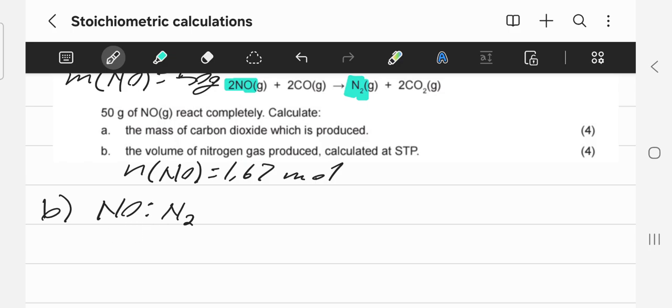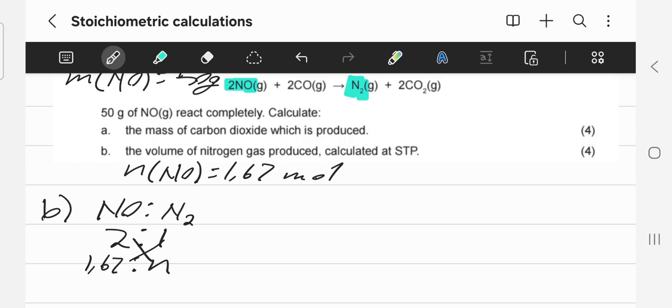And then after writing the substances in the form of ratios, what do we do? We write the coefficients of these two substances. The coefficient of NO is 2. The coefficient of nitrogen is what? It's 1, because there's no number here. And then the number of moles: the number of moles of NO is 1,67, and the number of moles of nitrogen we do not know.